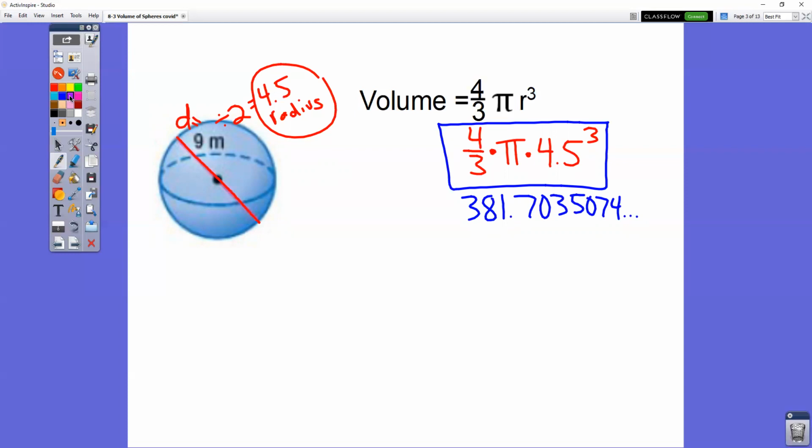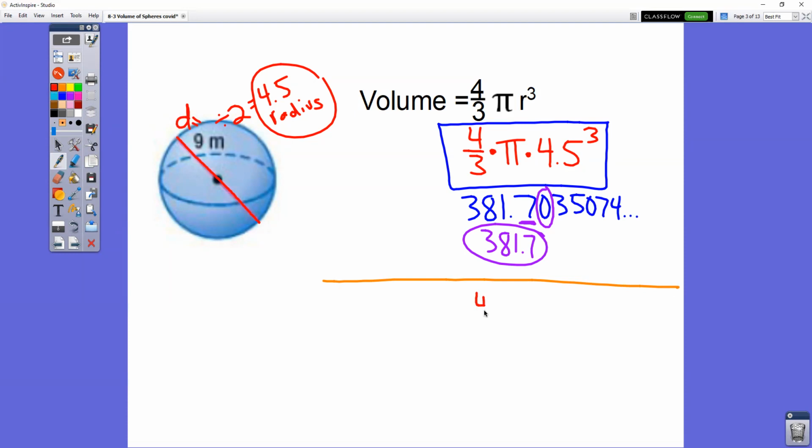We're going to round our answer to the nearest tenth. The 7 is in the tenths place. We have to look at the number after it. That number after it is 4 or lower. So this 7 is going to stay the same. So our final answer rounded to the nearest tenth is 381.7.